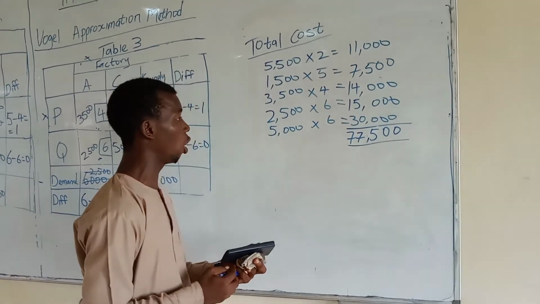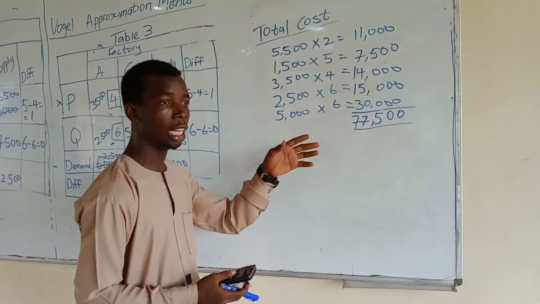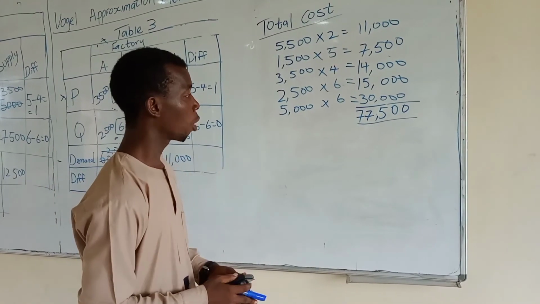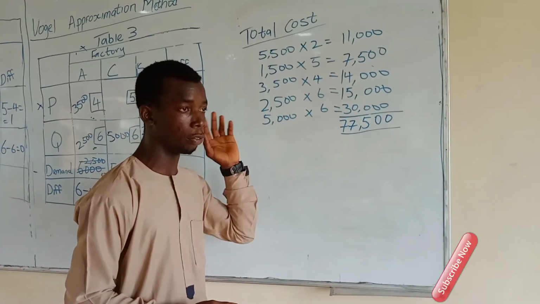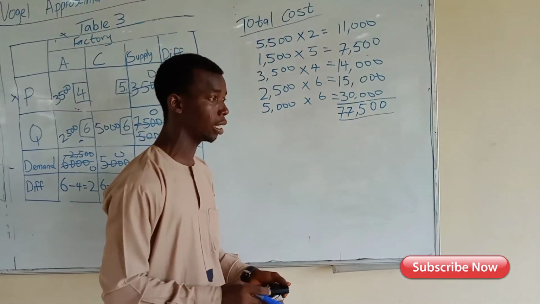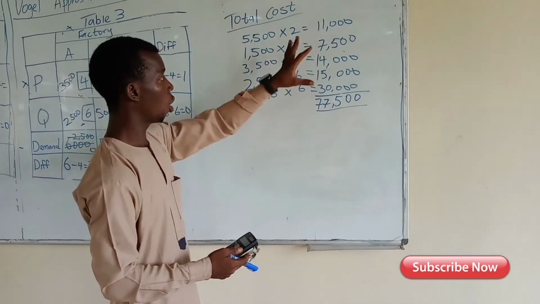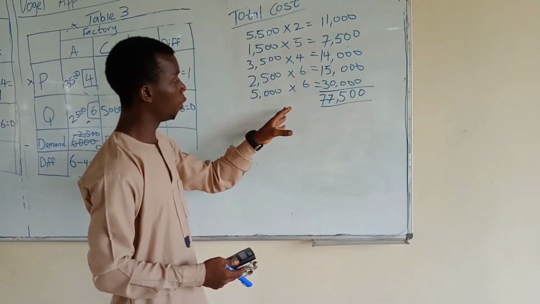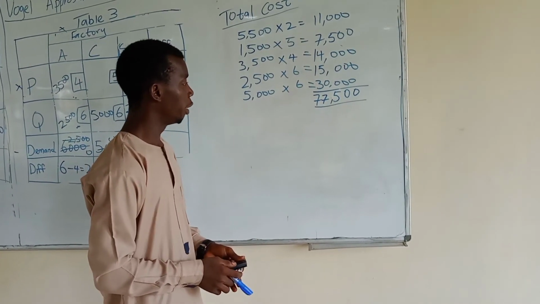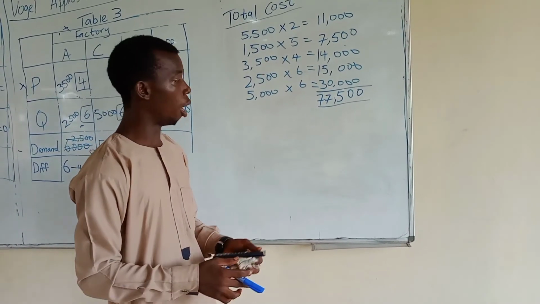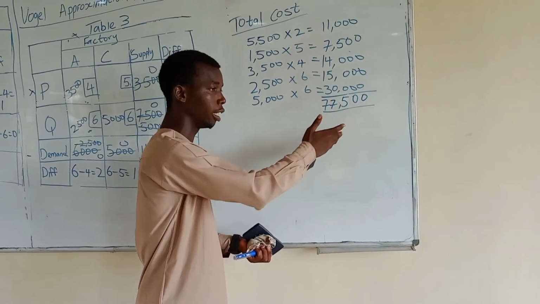This same question is what we solved for the least cost method and the northwest corner method. If you observe, the Vogel approximation method is the one that has the lowest total cost. Now this is the initial feasible solution. This is the initial feasible solution. Then from here, we move on. We have solved it already.